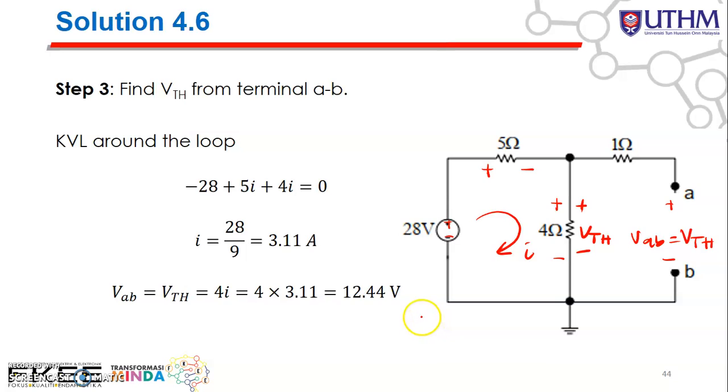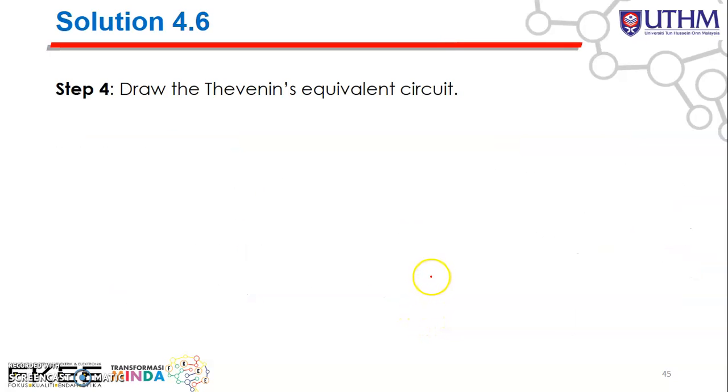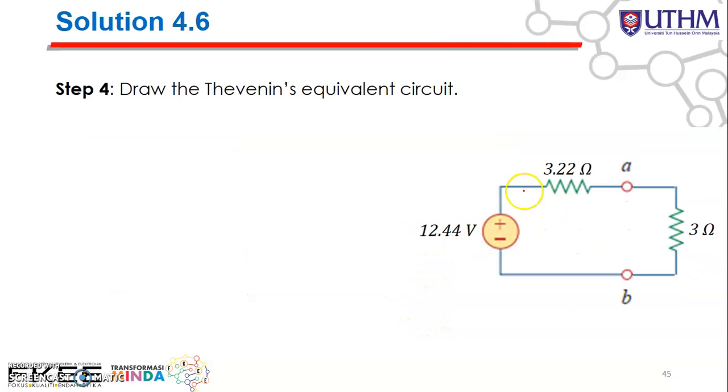Alright? And then next, you just draw your Thevenin equivalent circuit. So this is your Thevenin equivalent circuit where you have a V supply, which is the V Thevenin. Okay, so you have the R Thevenin here and then connected to the terminal AB. And then you just put back your resistive load here, which is 3 ohm. And then the question asks you to find the value of current and the value of the voltage that goes to the resistive load.